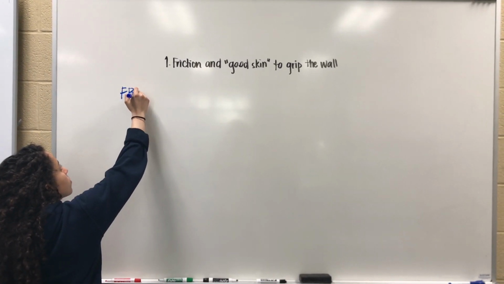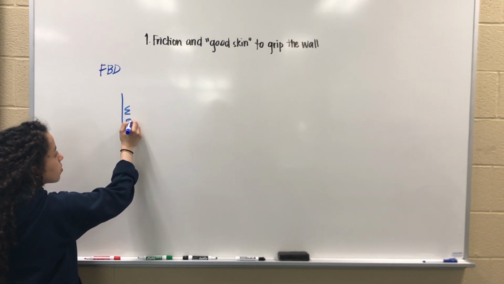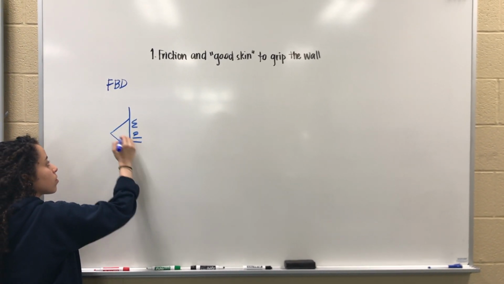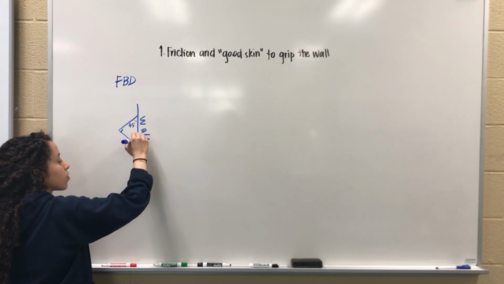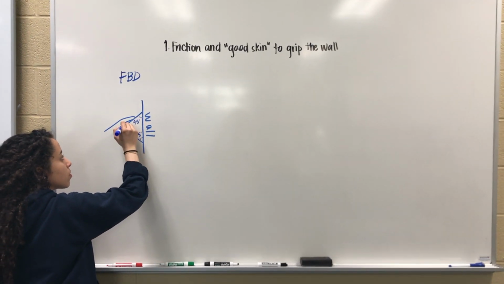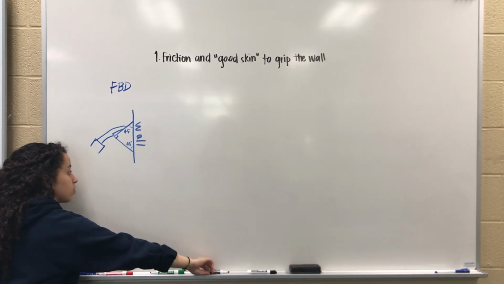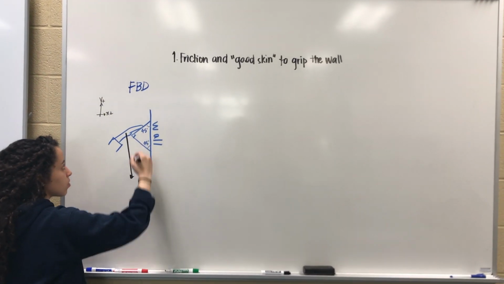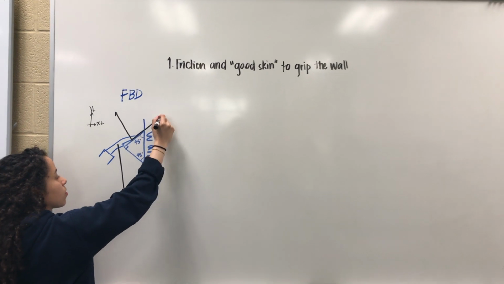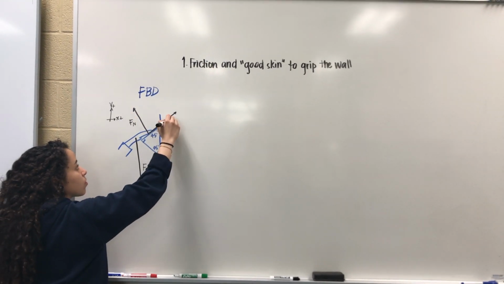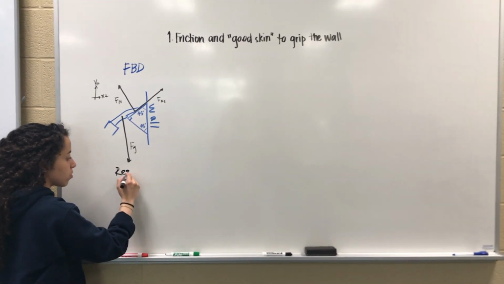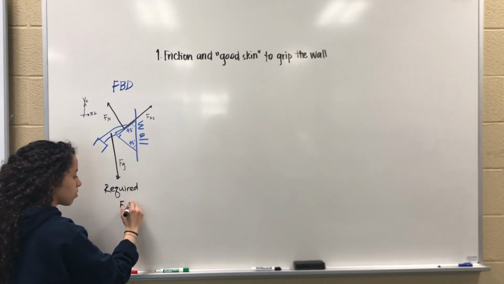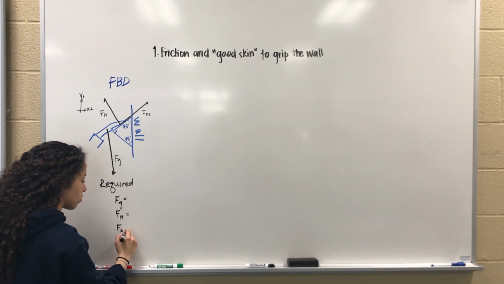Now, we have to draw a free body diagram of a hand with chalk gripping onto a rock on the wall. We can assume that this rock sits at a 45-degree angle. Now, with our coordinate system, we can draw the forces acting on the object. These are the forces of gravity, the normal force, and the static friction force. We are required to find the values of all three of these forces.